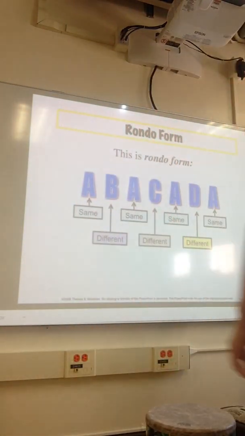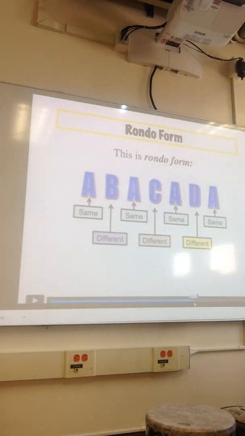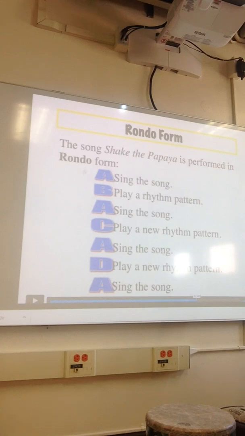If we look at it like this, it shows us right up here. A, sing the song. B, play a rhythm pattern. A, sing the song. C, play a new rhythm pattern. A, sing the song. D, play a new rhythm pattern. And then A, sing the song. Okay, so that is how our rondo form is set up, boys and girls.